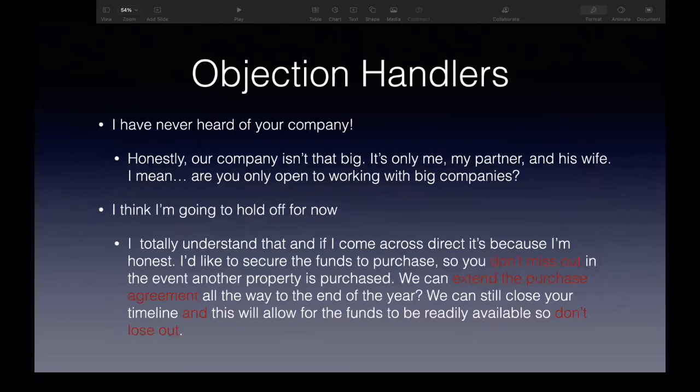I have never heard of your company. That's cool. You're going to want to say, honestly, our company isn't that big. If you're talking to a little guy, you're going to want to be the little guy. Honestly, our company isn't that big. It's only me and my wife. I mean, are you only open to working with big companies? You kind of turn it around on them.